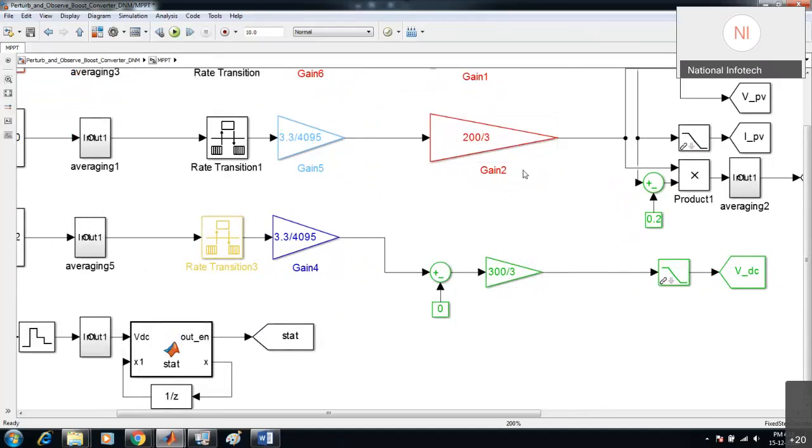Sir, what is the maximum voltage that we can measure through the sensor that you have shown? You can measure up to 1200 volts. Both AC and DC? Yeah.